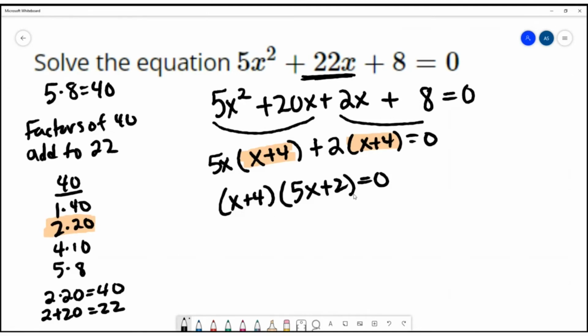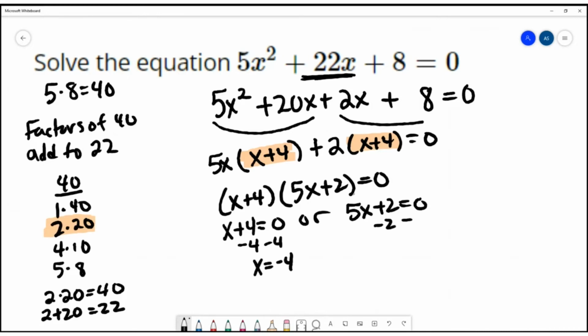Once you have it factored, you're going to use the zero product property. The first factor is equal to 0, or the second factor, 5x plus 2, equals 0. We're going to solve for x. By subtracting 4, we get x equals negative 4. We're going to subtract 2, and we get 5x equals negative 2. Divide by 5, and we get our solutions of negative 2 over 5 and negative 4. So we've solved that equation. We factored using this grouping method, and used the zero product property to set each factor equal to 0.